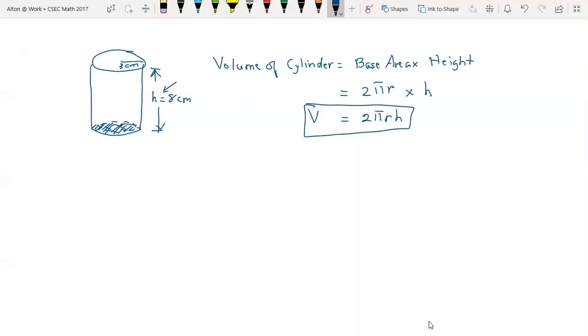So let's work it out. So 2 pi is also a constant, so it's 2 pi. The radius we are told is 3, so you multiply by 3, and the height is 8. So let's simplify. 2 3s are 6, 8s are 48. So that will be 48 pi. And of course, your dimensions of volume is always cubic. In this case, it's cubic centimeters. So it will be 48 pi centimeters cube. And that gives us an answer B. And that was your question number 40.